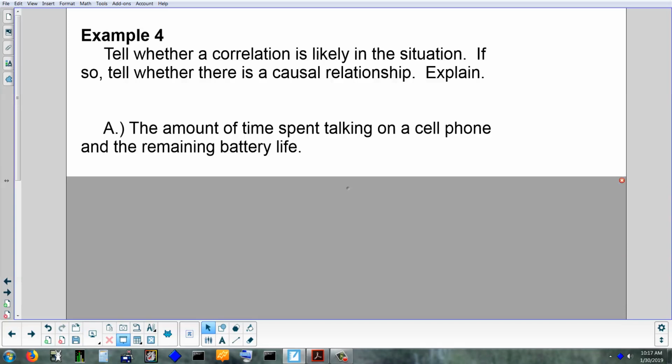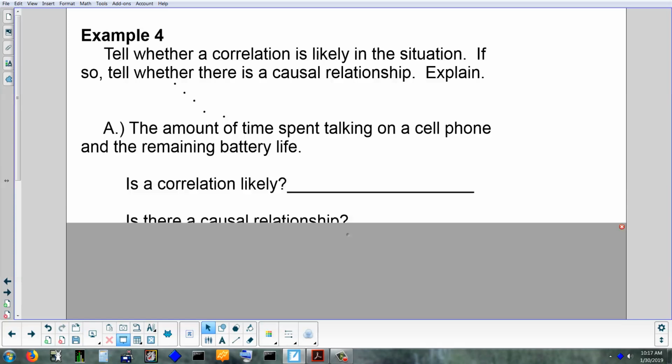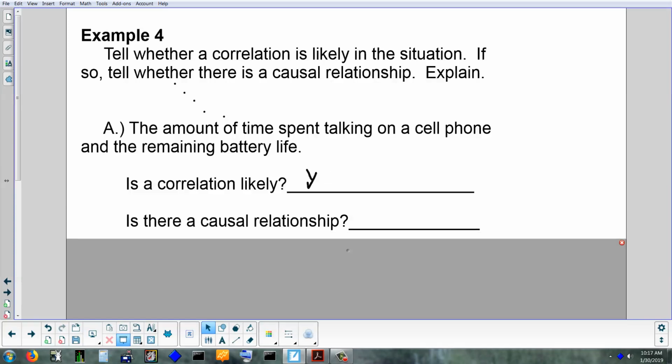If it was at 100%, it would just stay at 100. But if the more you talk, the less battery you have, what kind of correlation is that? Negative. It's going down. So if you graphed your chart, it might look something like that. The more you talk, the fewer minutes you have. So is a correlation likely?